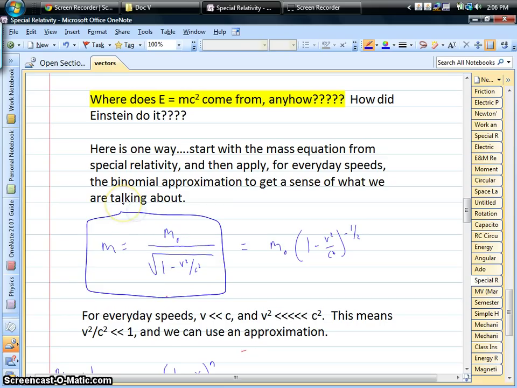Okay, this equation allows you to figure out, for a given speed, how much the mass of a moving object will be at that particular speed. This m sub 0 on top is the rest mass, and you're solving for the mass on the left, which is the new mass at the particular speed.